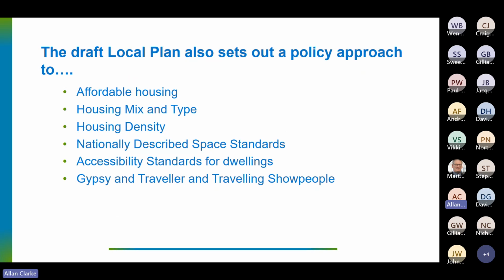Importantly, the plan also contains a number of policies. So these policies relate more to housing. We've got a policy approach on affordable housing, mix and type of housing, how dense housing schemes should be depending on where they are in the borough. We've got a position on nationally described space standards, and also a policy position on accessibility standards for dwellings in terms of access and other arrangements. We've also got a policy approach to the identification of sites for gypsy, traveller and travelling show people.